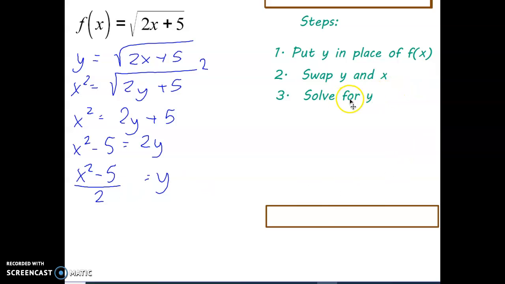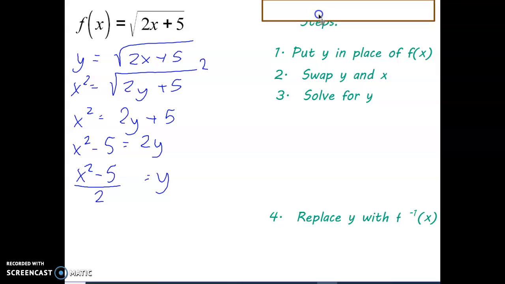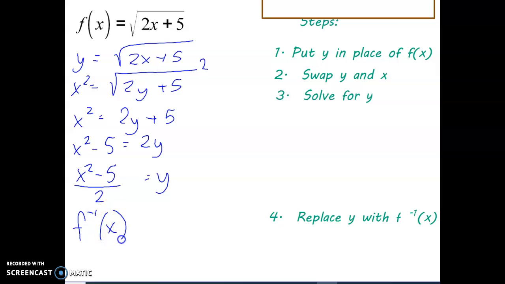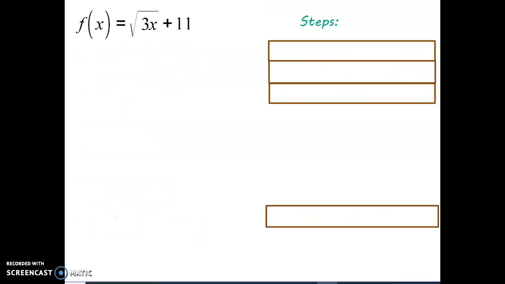All right, so once I've got solved for y, my last step is to replace y with f inverse x. So again, f inverse x, and then I just write down what I have over there. I don't change anything at this point except my notation, replacing y with f inverse x. All right, let's try another one.